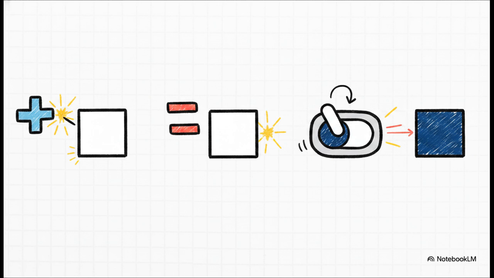And my absolute personal favorite is .toggle. Toggle's incredibly smart. If the class is already there, it removes it. But if the class is missing, it adds it. This is exactly how you build things like dark mode switches with literally just a single line of logic. It's a real game changer.